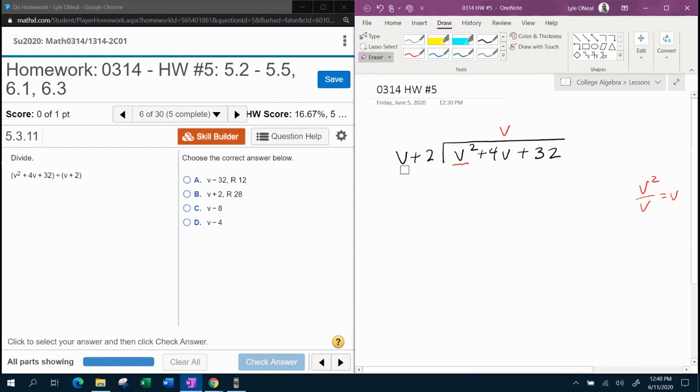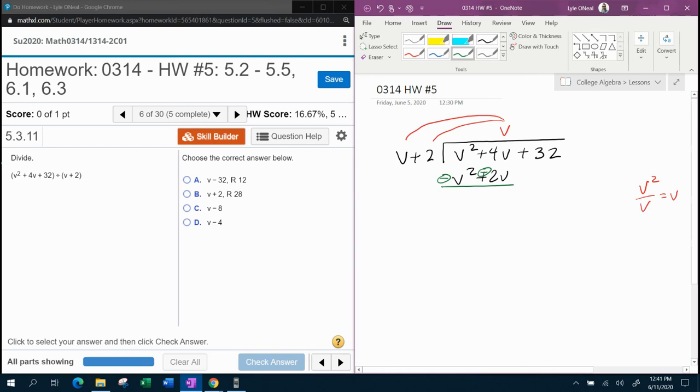So then the next step, now that we know the first term of the quotient, we're going to take this and distribute to both terms of the divisor, okay? So v times v makes a v squared. v times 2, that's a plus 2v. And then the way I remember the next step, it makes a rhyme. You're going to draw the line and change the sign. Draw the line, change the sign.